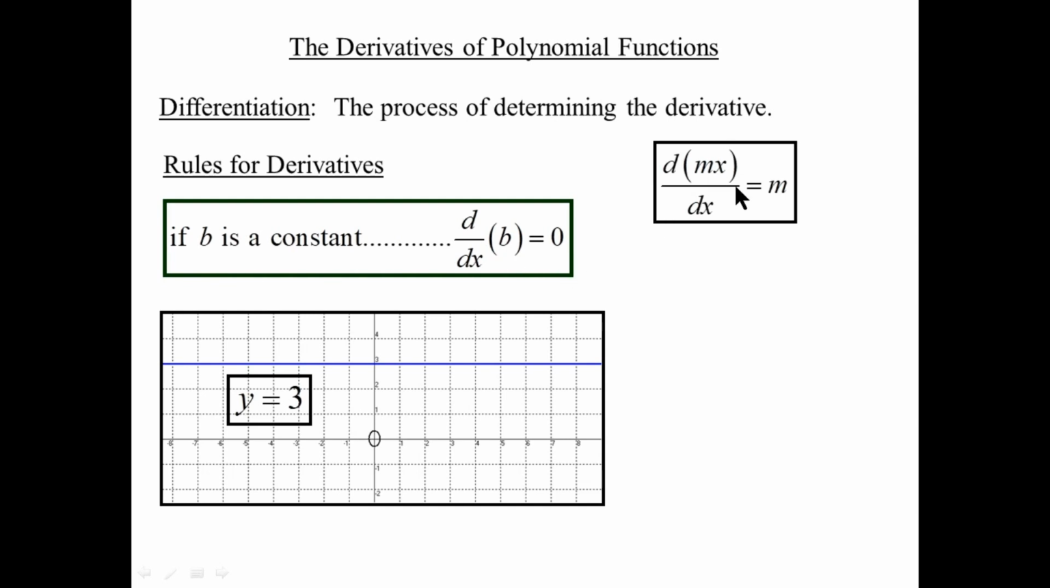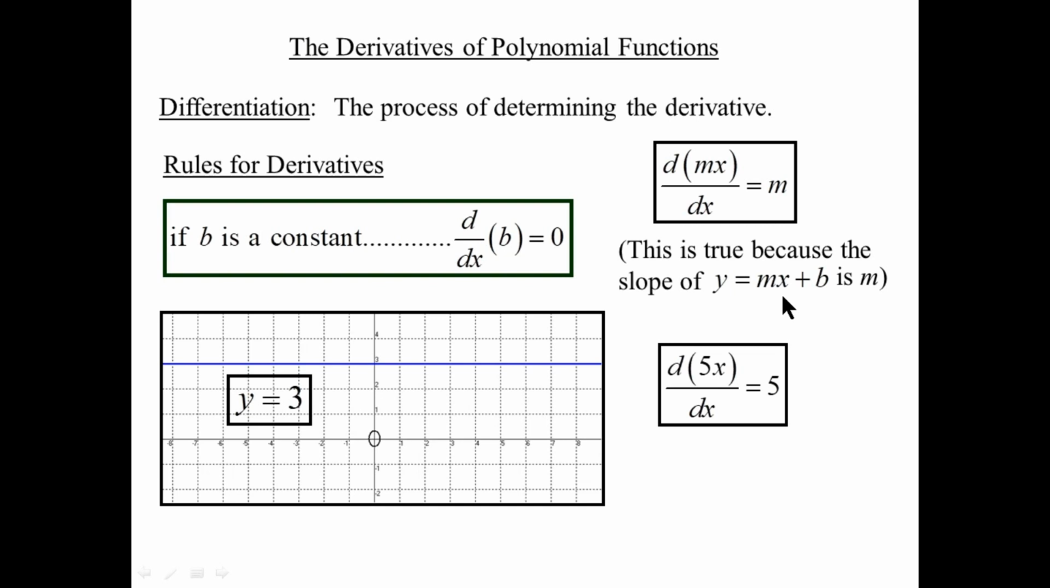The derivative of a multiple of x is the multiple, so the derivative of mx is m. And this is true because the slope of y equals mx plus b is m. And we know that a derivative is the slope. So d(5x)/dx equals 5.